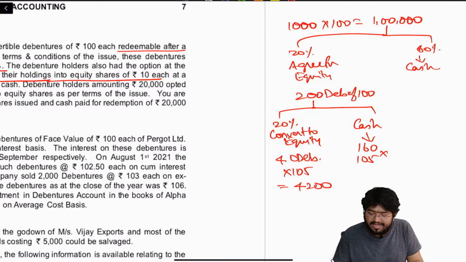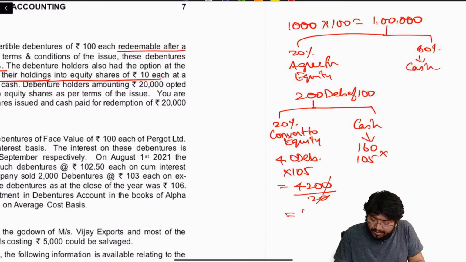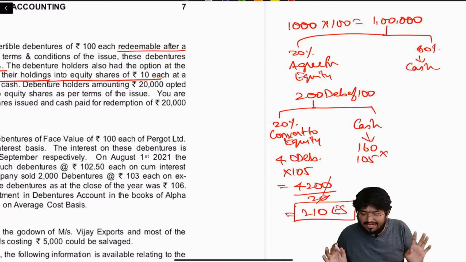Now what I am saying is, I will give them so many number of equity shares at a value of 20 rupees per share. That means 4,200 divided by 20 will give me number of equity shares to be issued. Am I making sense? Yes, sir. So how many is it? It is going to be 210 equity shares. Okay. So this is clear.